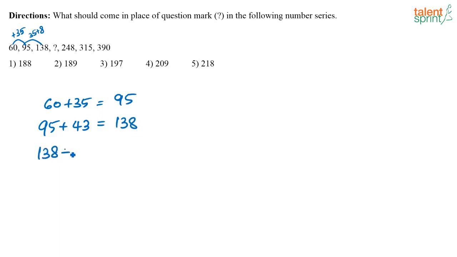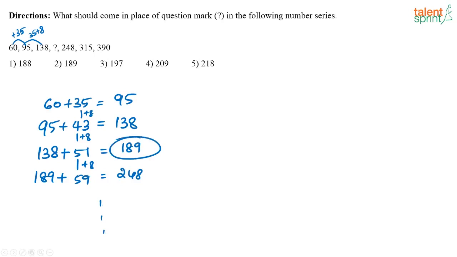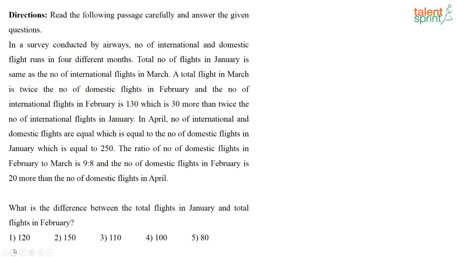Now in the next step, what they'll do is 138 plus here, 43 plus 8, what is that? 51. 138 plus 51, that is equal to 189. So in the next step, it will be 189 plus this plus 8, 59, right? That will be equal to 248 and so on. So what is the missing number here? It is going to be 189, right? That is option 2. Yes, incremental, difference of differences, or you can say incremental increase, right? So the correct answer here is option 2, 189.